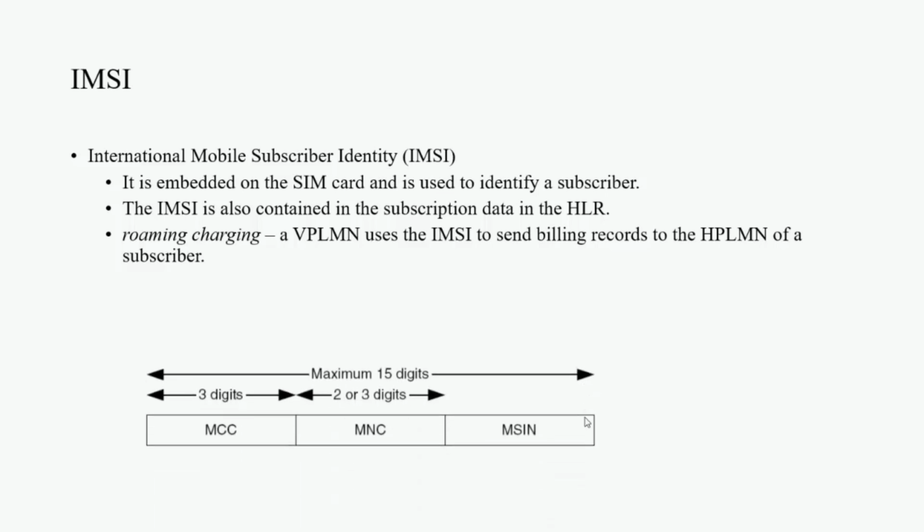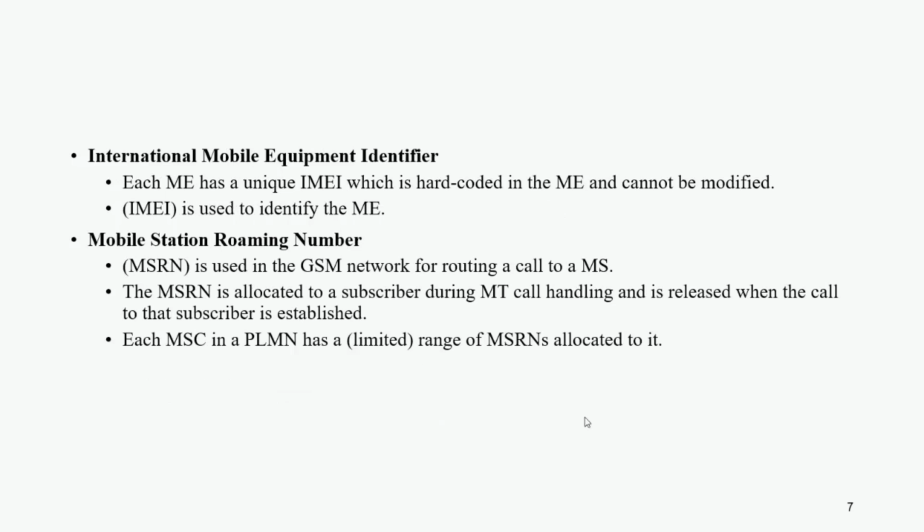You can see in this figure how IMSI information is formed. It is formed with the help of three fields. One is mobile country code, also called MCC, other is mobile network code, also called MNC, and third one is mobile subscriber identification, also called MSIN. That's how we identify any user in a network.